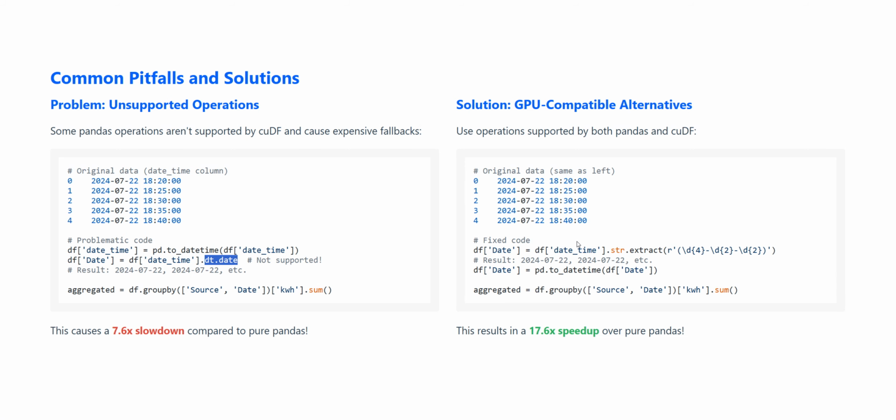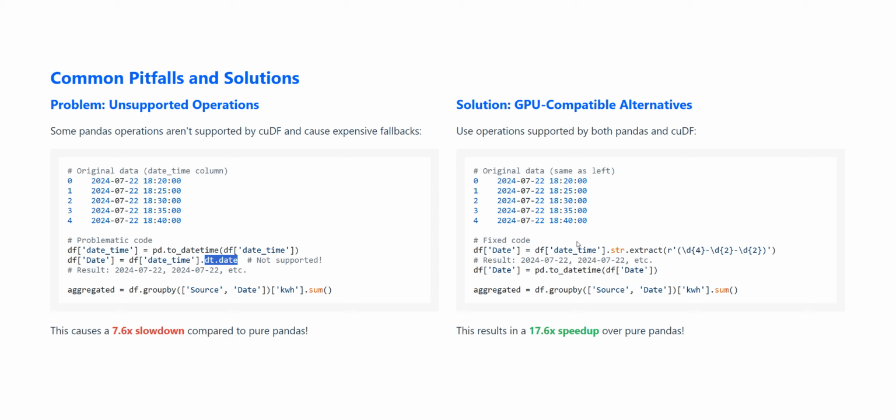When cuDF pandas encounters the dt.date operation, it has to copy all the data back to the CPU, run the operation, and then copy it back to the GPU, which is extremely inefficient. What's worse, due to the unsupported date data type, the resulting data frame is on CPU, and the group by aggregation operation is also done on CPU. This and the data copying between CPU and GPU make it significantly slower than just using pandas.